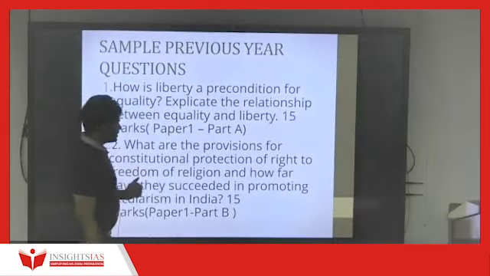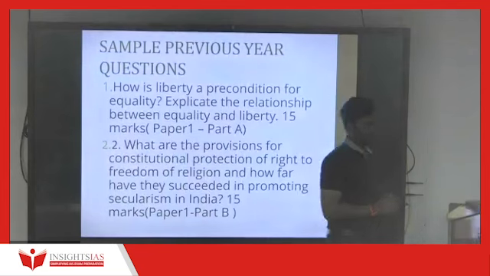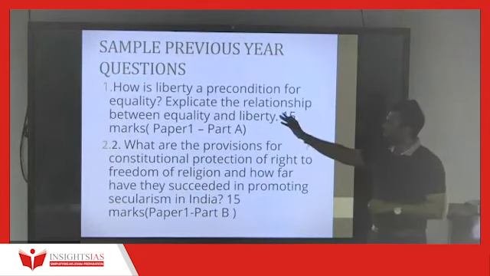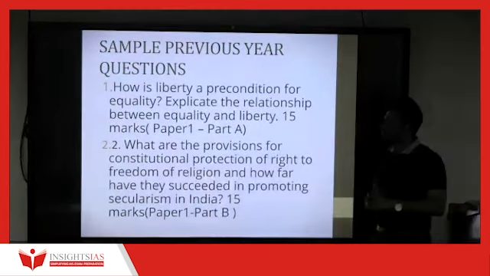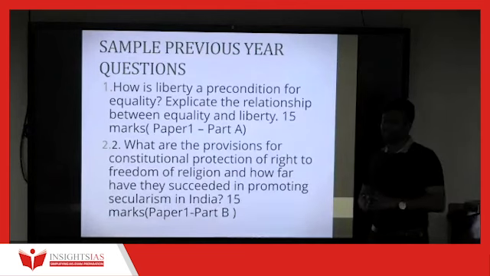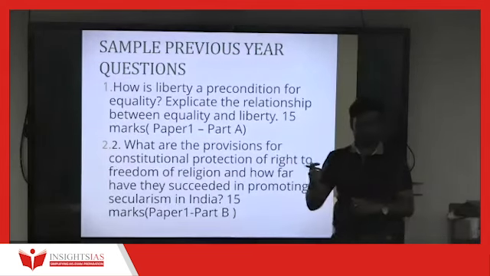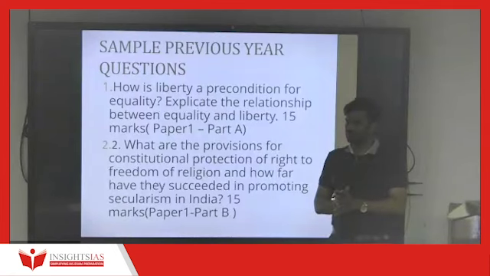And this is an example of questions that are asked in the exam. For example, you can see, how is liberty a precondition for equality? Explain the relation between equality and liberty. This is a Part A question, Paper 1. So they're asking you to write and discuss what is the relation between equality and liberty.